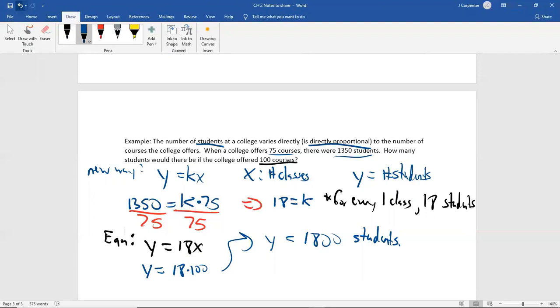Does that make sense? Well, when it was 75 courses, we had 1350 students. The number of courses went up from 75 to 100. It didn't quite double, so the number of students should not double. So doubling 1350 would be 2700. We got 1800, so that's less than doubling, but it at least did increase. It went from 1350 to 1800. So yes, I would say that makes sense.